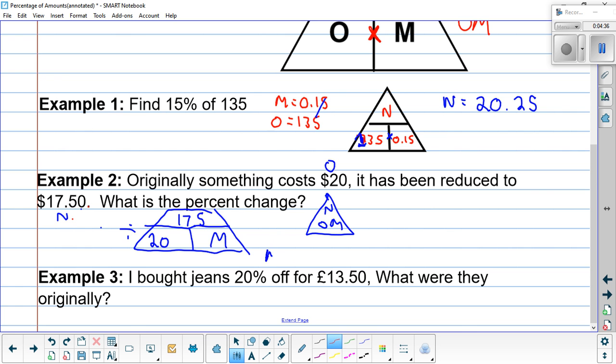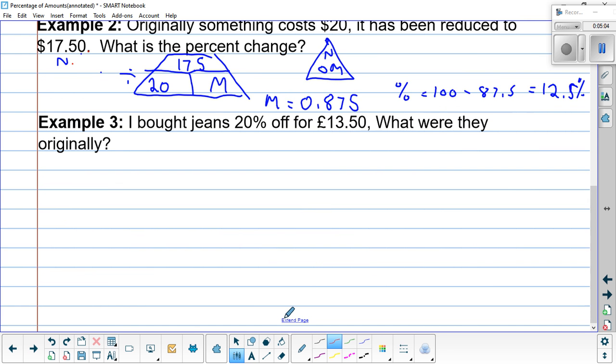So our M is equal to 17.5 divided by 20. And that's going to be 0.875. So our percent is equal to 100 subtract that 87.5. So that's 12.5%.